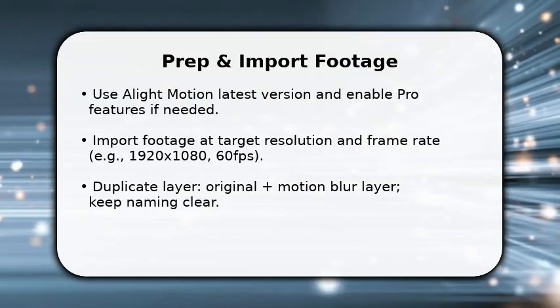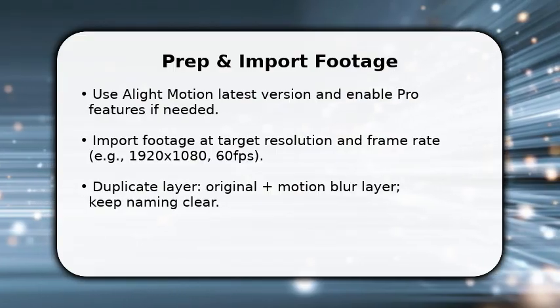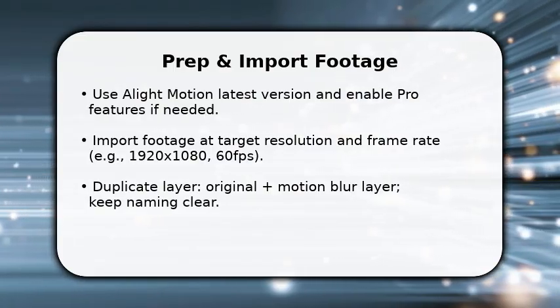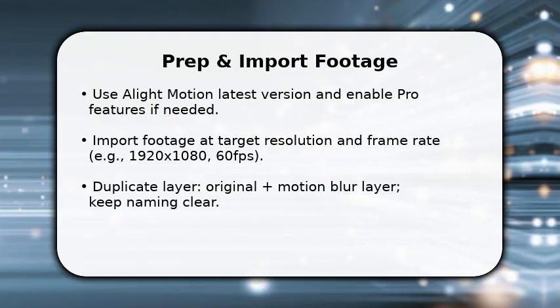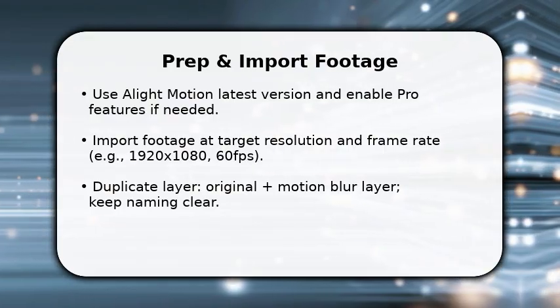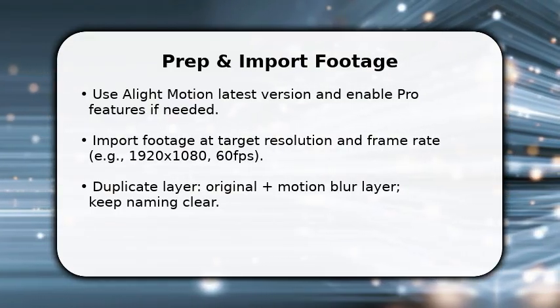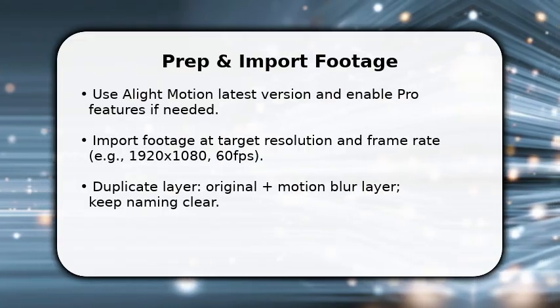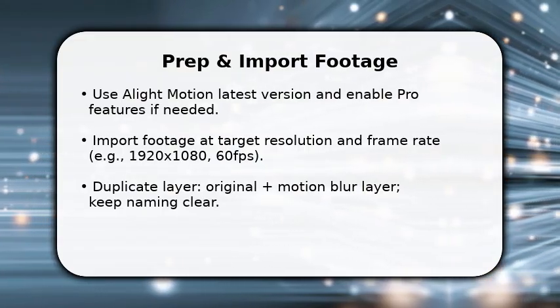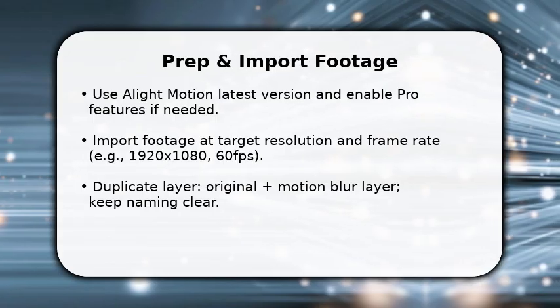You start by preparing footage and creating the 2 layers required for this only reliable method. Import your clip at the final resolution and frame rate so motion estimates stay accurate. Next, duplicate the clip on a new layer and keep the copy above or below for reference. You will animate the duplicate.